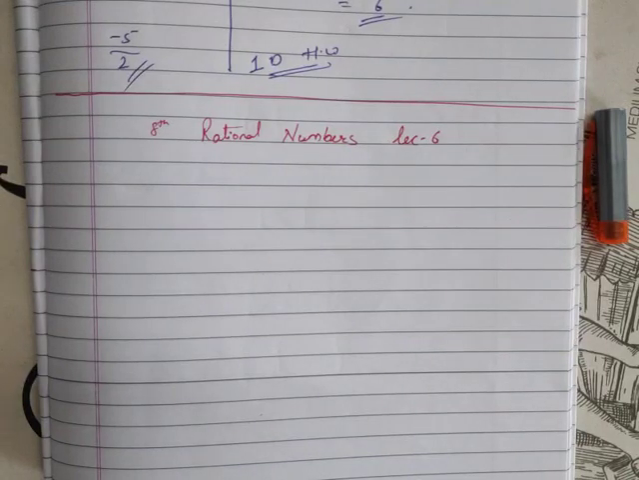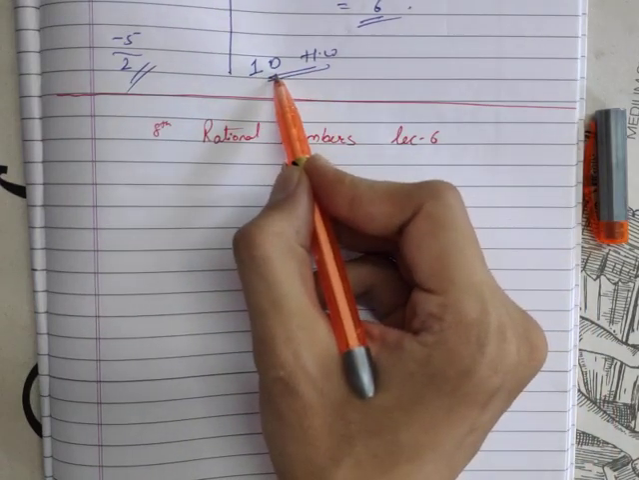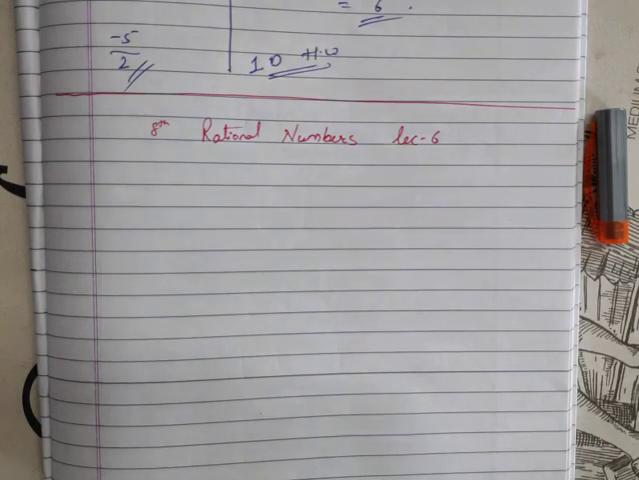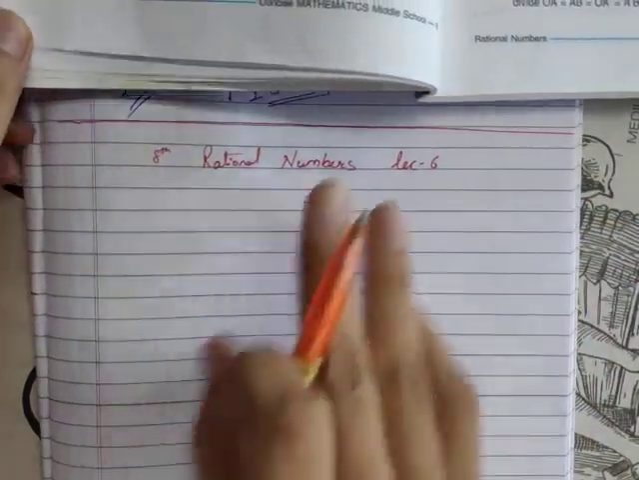Hello everyone, welcome back to lecture 6 of rational numbers. Now if you recall, in the last lecture we've covered sums related to exercise 1D, correct? But I would like to take one or two questions from the same exercise and then proceed. Okay, so let's begin. I'll take one question.